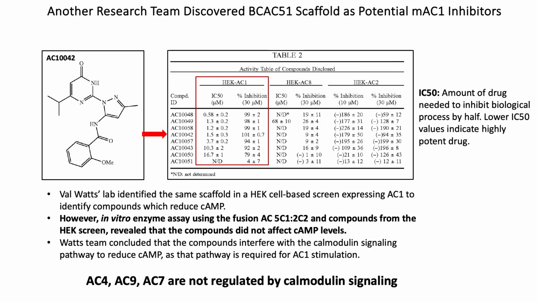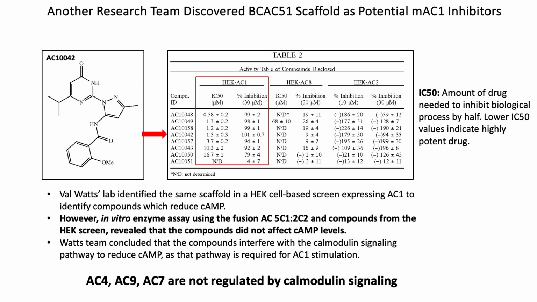Another group at Purdue had found the same structure in a collection of compounds using HEK cells that were genetically engineered to express adenylyl cyclase 1. So the GNAS responding cyclases are cyclases 1 through 9. Val Watts' lab had genetically engineered HEK cells to specifically express adenylyl cyclase 1, but instead of activating them with GNAS, he was stimulating them with a calcium ionophore.